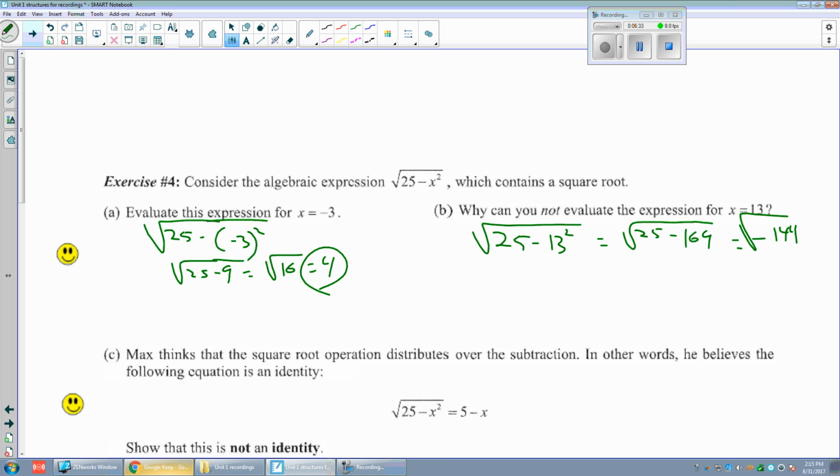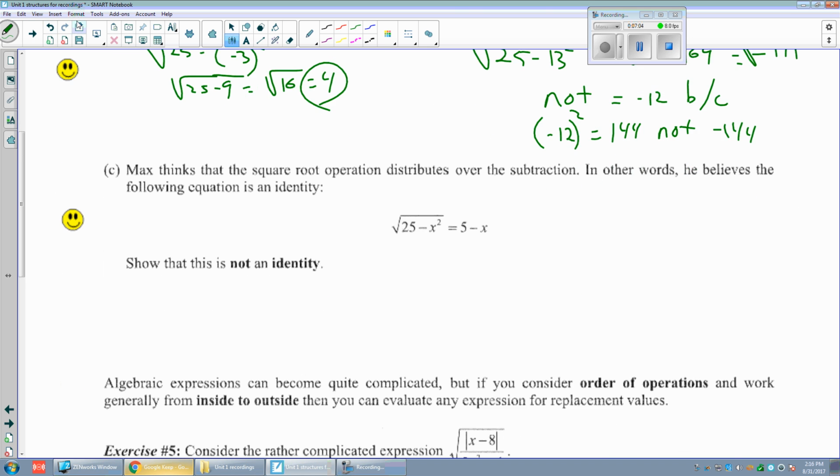Is that -12? No, it's not equal to -12, because remember, the opposite of square rooting is squaring, because -12 inside parentheses, outside parentheses is the square. Does it actually equal, okay, I'm going to say equals 144, not -144. There's no number times itself that's a negative number. That's why it doesn't work.